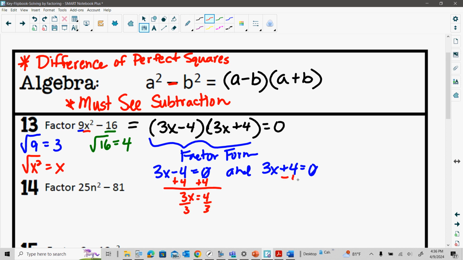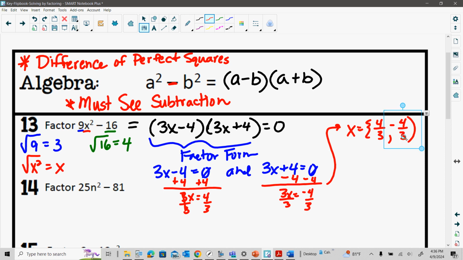Okay, here you subtract 4. It gives 3x equals negative 4. And then you divide by 3. So when you simplify it, I'm just going to come up to the side here. Just cancel. You're going to get x equals a positive answer of 4/3. And the other one is a negative answer of 4/3.